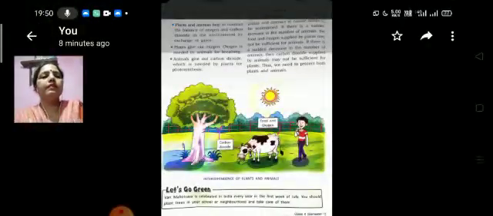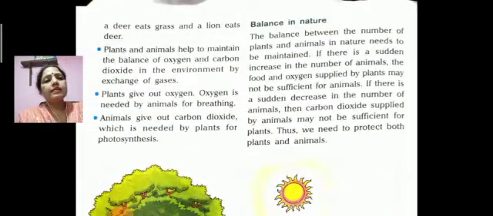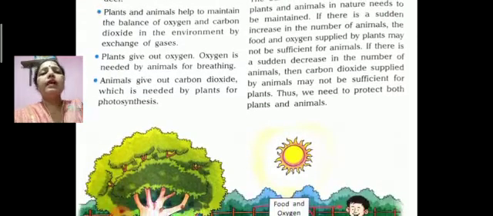here you can see a deer eats grass and a lion eats the deer. Plants and animals help to maintain the balance of oxygen and carbon dioxide in the environment by exchange of gases. Plants give out oxygen. Oxygen is needed by animals for breathing. Animals give out carbon dioxide, which is needed by plants for photosynthesis.